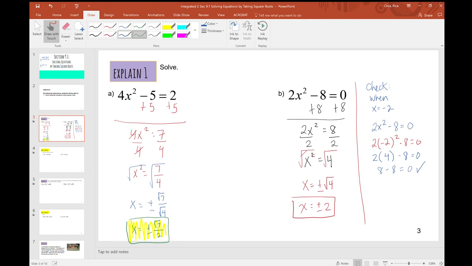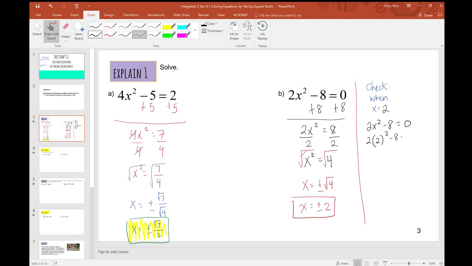Now let's check positive 2. So I'm just going to fast forward the clip. So we fast forwarded the clip, and now we're plugging in positive 2. So when x equals 2, we'll have 2x squared minus 8 equals 0. That's 2 times 2 squared minus 8 equals 0. 2 squared is 4. And 2 times 4 is 8. 8 minus 8 is 0, so 0 equals 0. And it checks.